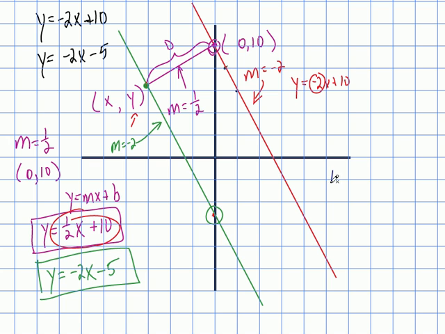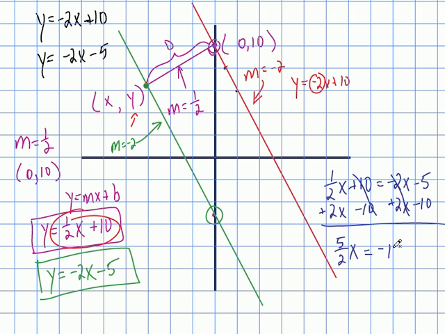So let's set them equal. So 1/2 x plus 10 equals negative 2x minus 5. All right, do the same steps. Add a 2x to both sides. That'll cancel that out. Now we can get rid of this 10 by subtracting a 10, subtracting a 10. There we go. So that'll cancel out. All right, so what did we say this was? 2.5, right? Which is 5/2 equals negative what? 15.